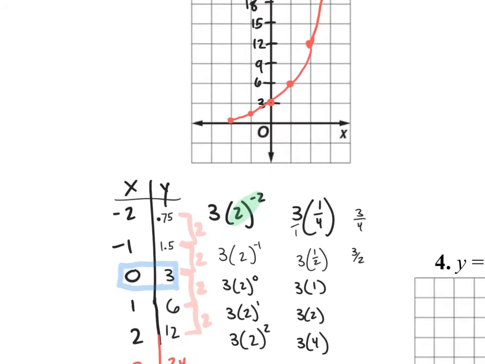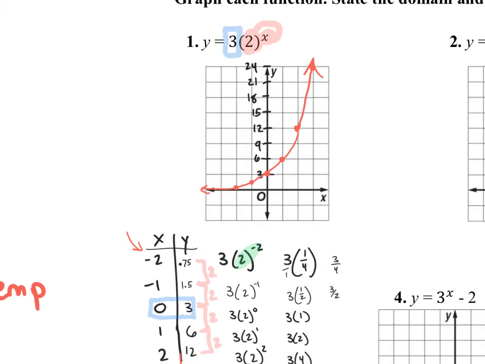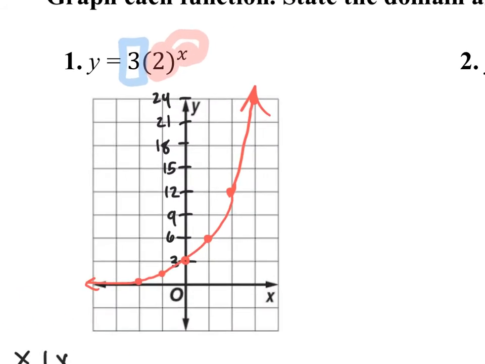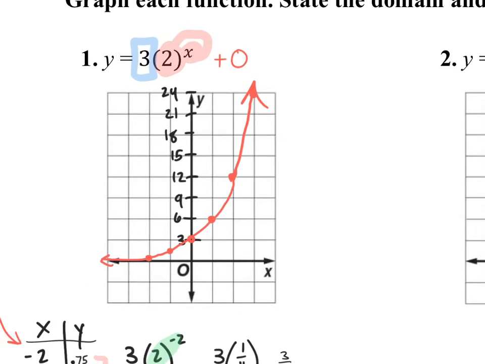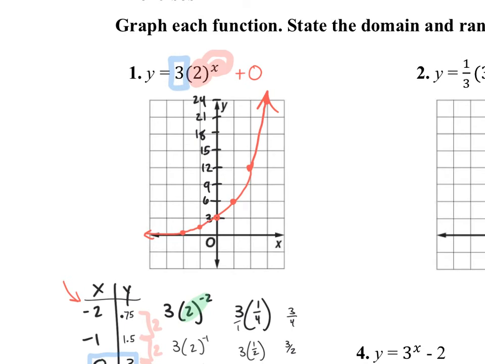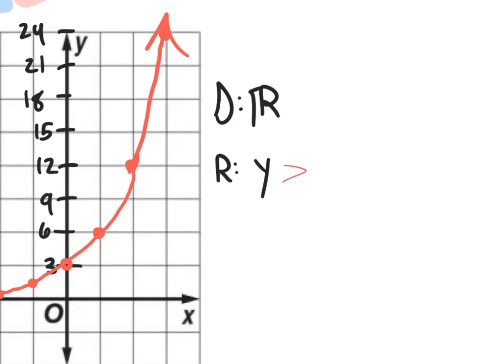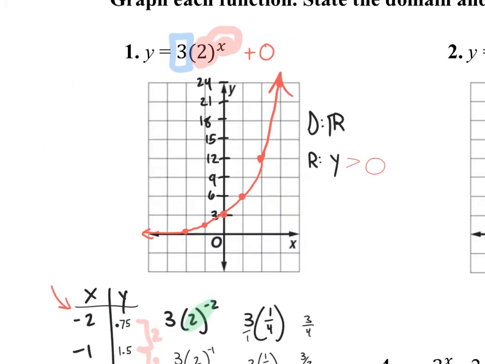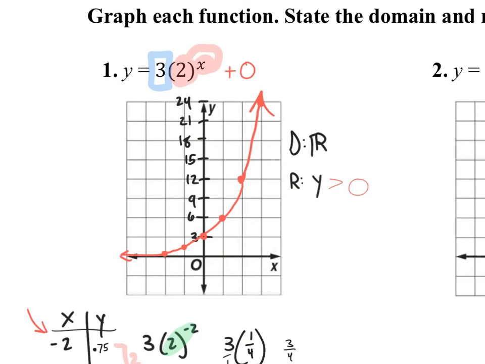And no matter how far we went into the negatives here, this would never quite reach 0. It's going to have an asymptote there. And remember that these naturally have an asymptote at 0. So if there's no k value, so in this case a +0, that's what we'll use to help determine our domain and range. Domain is always all real numbers. The range in this case is going to be y is greater than 0. We will never reach 0, but y can be anything larger.